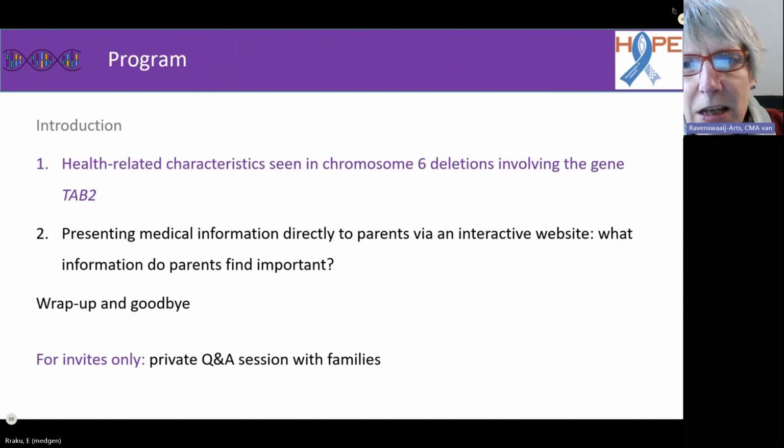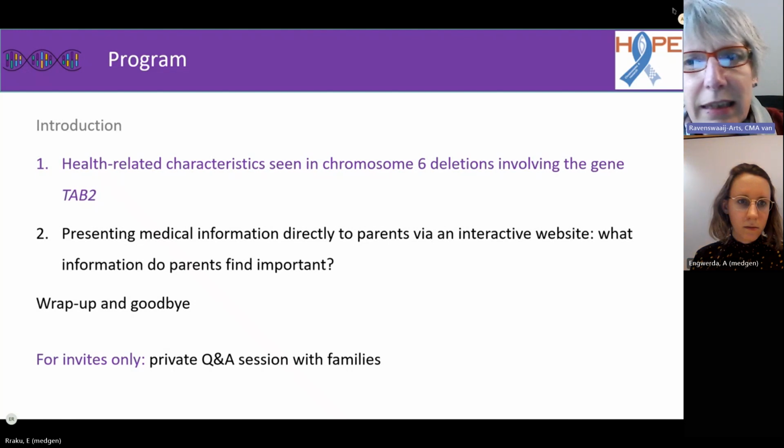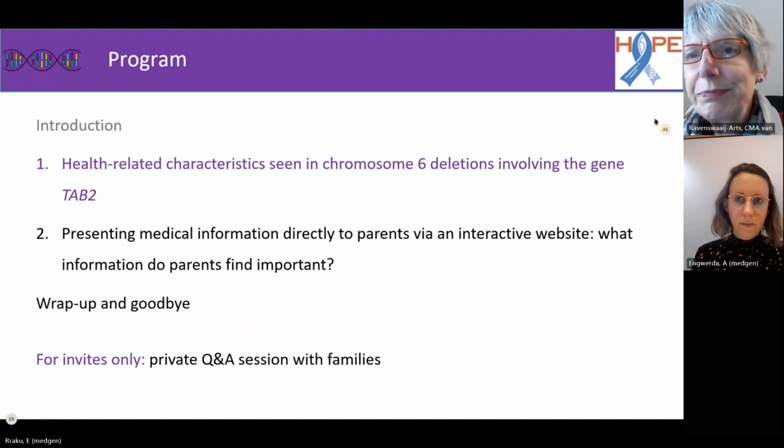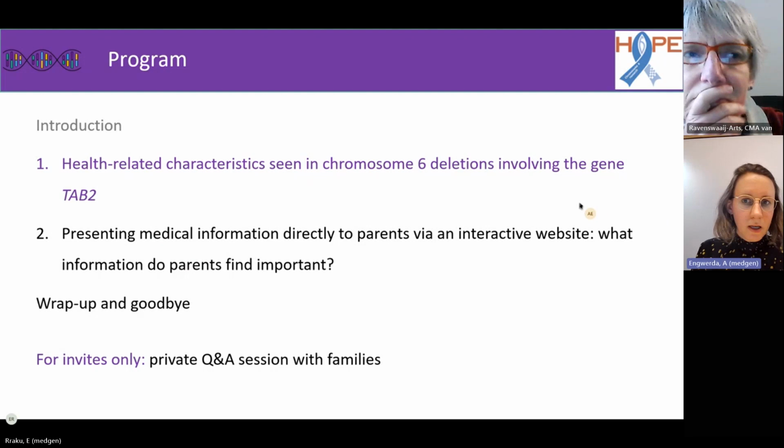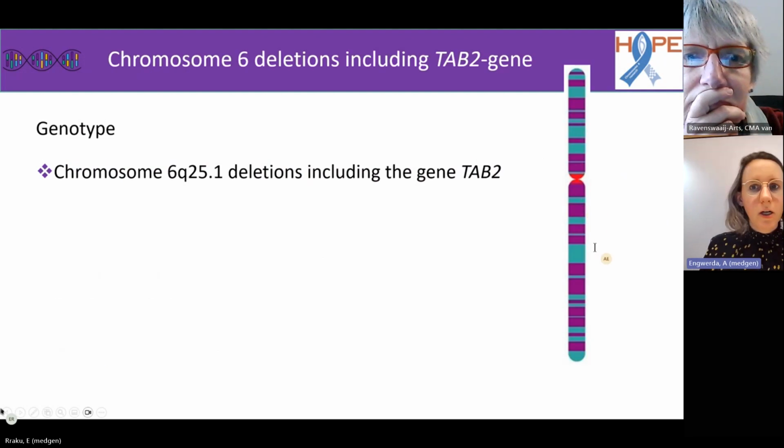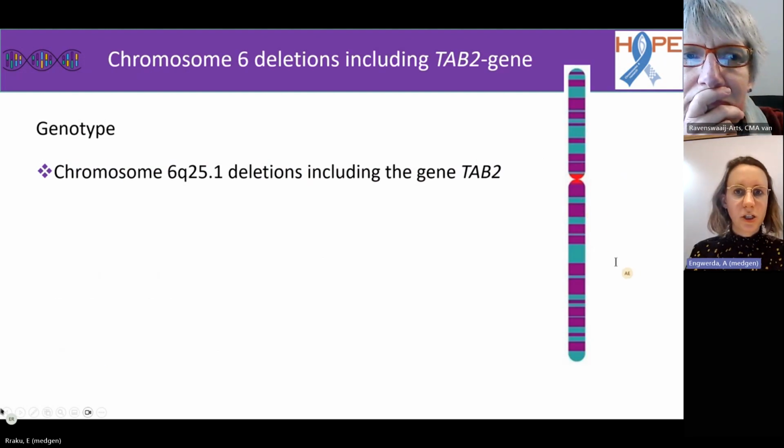Next slide. So that brings me back to the program of today. And first, Aafke will tell you more about what we found in chromosome 6 deletions that involve the gene TAP2. Aafke, the floor is yours. Thank you, Connie. Yes, I will be talking about chromosome 6 deletions, including the TAP2 gene.